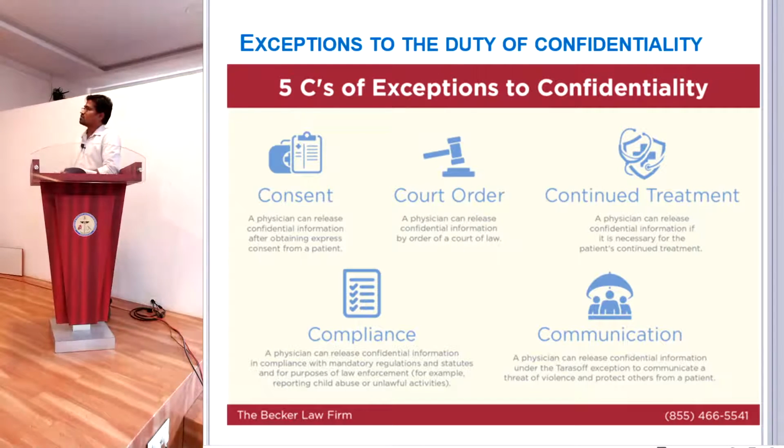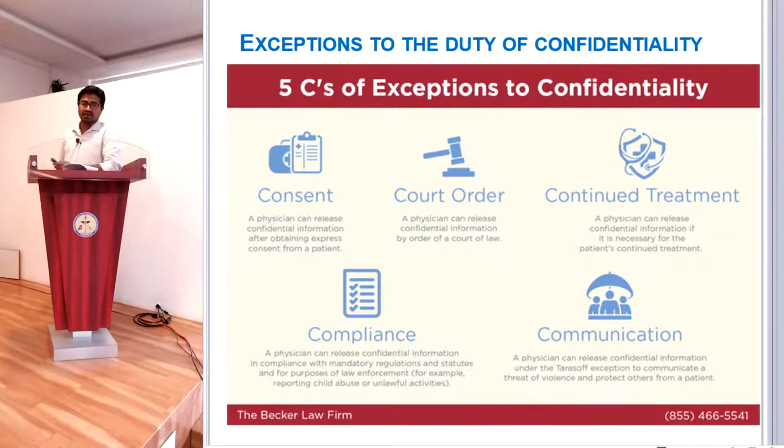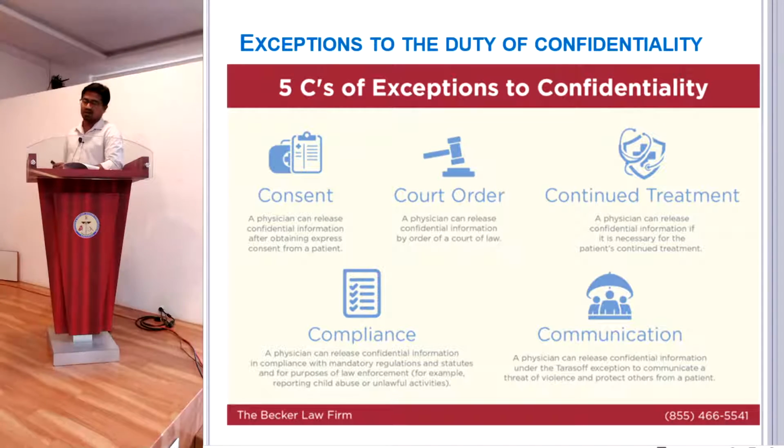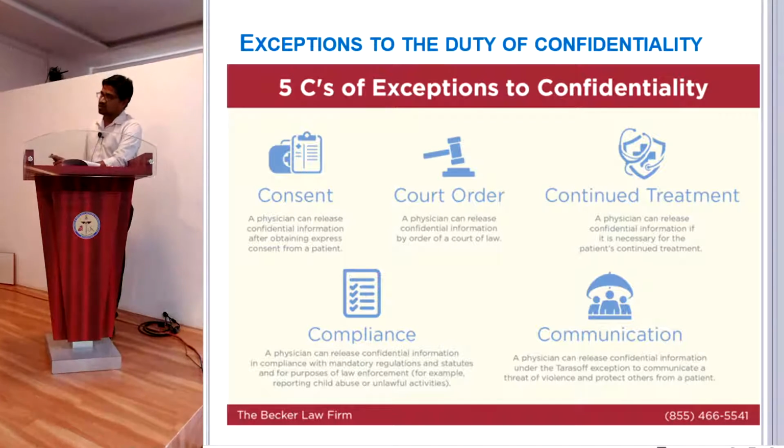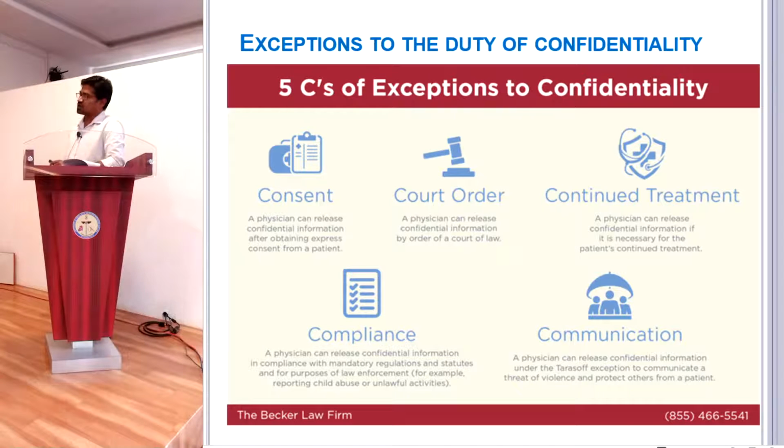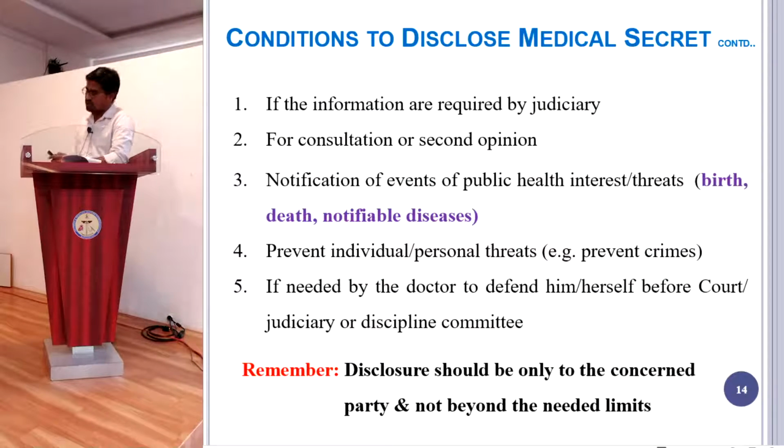So exceptions to the duty of confidentiality. These are some of the exceptions where we can breach the confidentiality legally. So first is consent, second one is court order, third one is continued treatment, fourth one is compliance, fifth one is communication. These are the 5 C's of exceptions to confidentiality. What are those 5 C's?